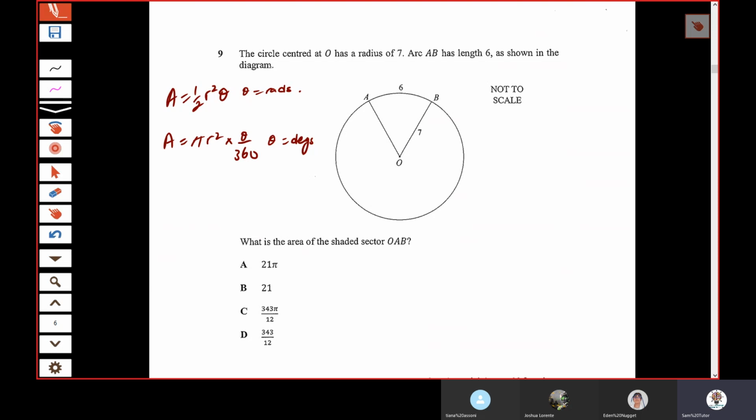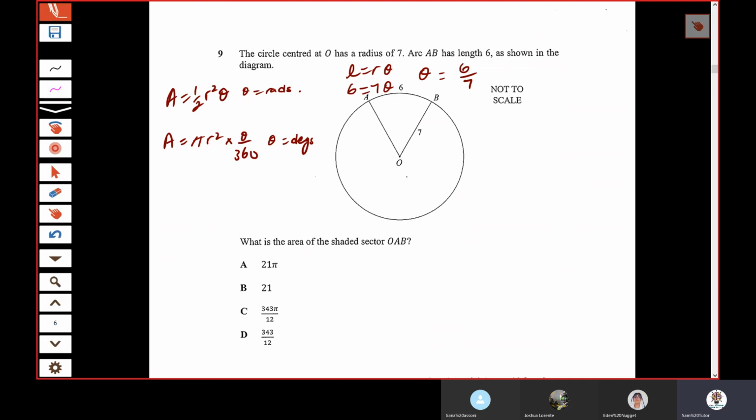Okay, so let's read. The circle centered at O has radius 7, arc length is 6. What is the area of this shaded sector? Because they gave me arc length, maybe it's easier to use the first one, but I will use the first one for those who want me to do that, and I'll show you the second way as well. So the formula for arc length is L equals r theta. Your arc length is 6, so 6 equals radius 7 theta, so therefore theta equals 6 on 7.